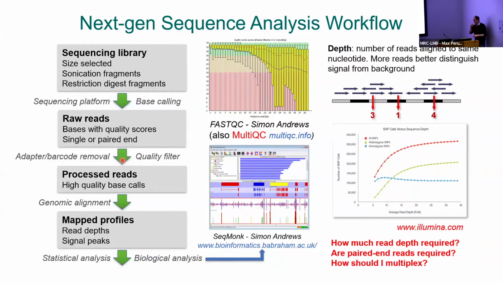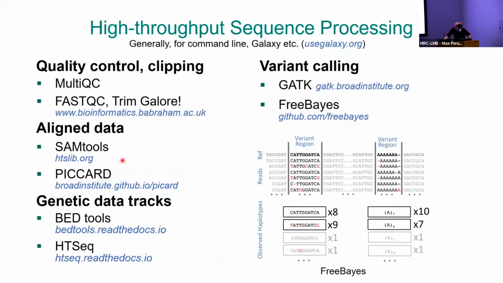So, for example, if you're doing an RNA-seq experiment and you're trying to look for differentially expressed genes, you want to make sure you've got enough reads back that you'll be able to identify these differentially expressed genes. Okay, so that's a sort of overview.